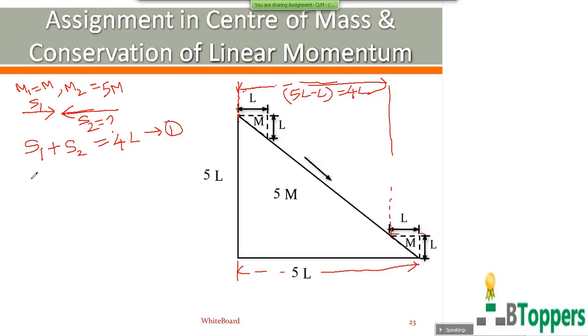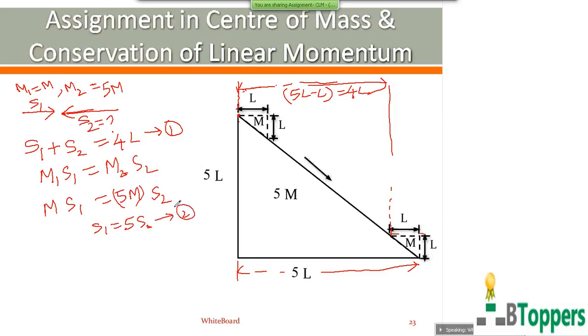As explained in question number 34, repeating the procedure of question number 34, you can write M1 S1 equal to M2 S2. So M1 is M here, M2 is 5M. So you get S1 equal to 5 into S2. Now you can substitute the value of S1 from the first equation into the second equation.